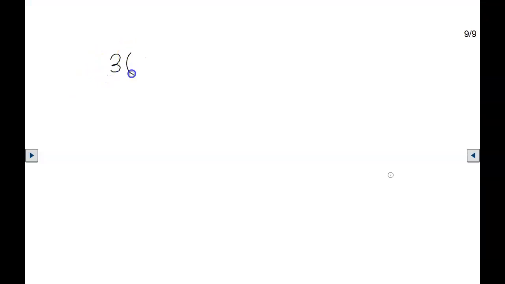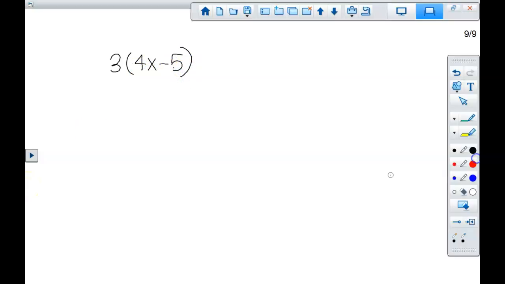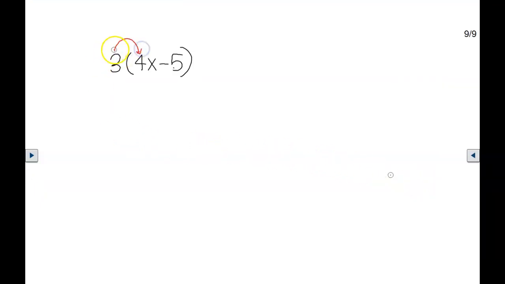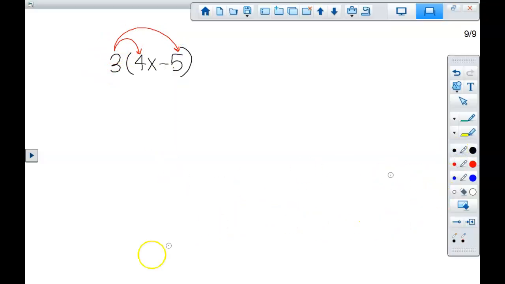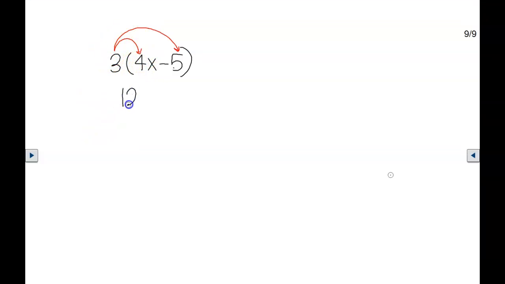Let's say we have 3 times 4x minus 5. To multiply the 3 by that group, all we have to do is multiply the 3 by each member of the group. So first we'll do a positive 3 times a positive 4x. I know both of those are positive because they don't have minuses in front of them. So positive 3 times positive 4x should be 12, and then I reattach the x. 3 times 4 is 12, and I bring down the x.